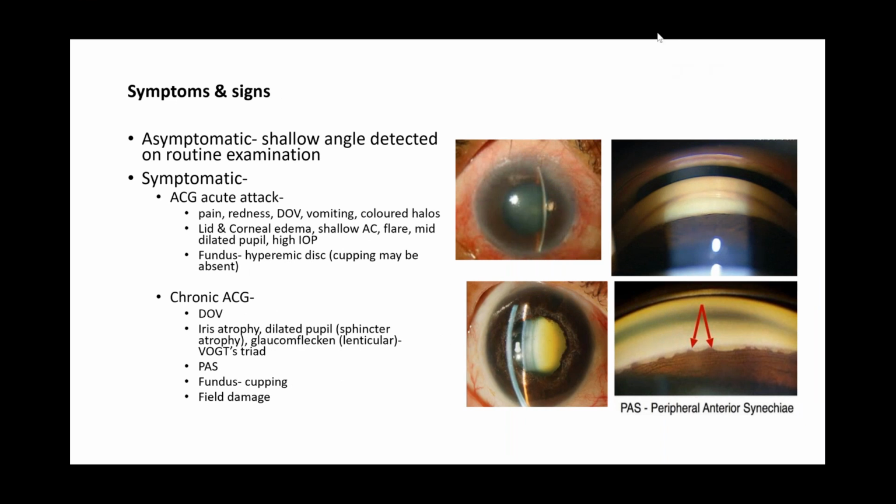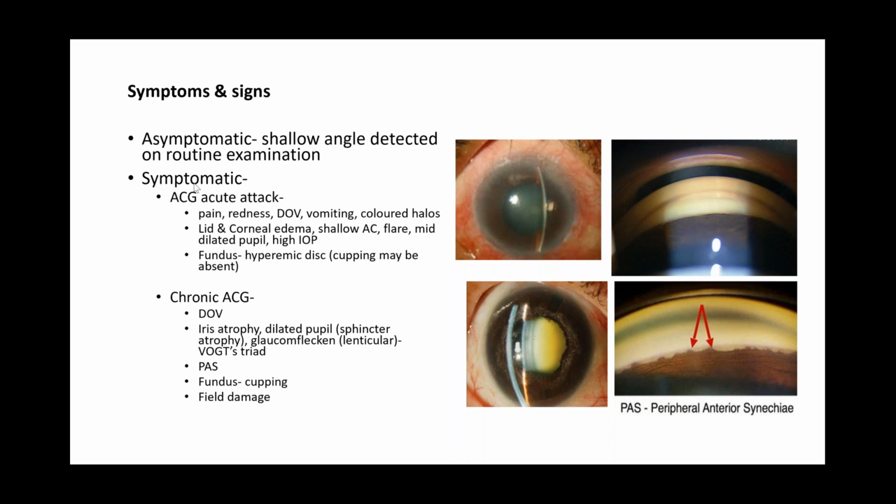And these angles are detected just as the patient comes to you, see on the torchlight that the anterior chamber looks shallow. You make the patient sit on the slit lamp. It is shallow, Van Herrick's grade 1 to 2. You do a gonioscopy. You find shallow angles. Okay, so that is asymptomatic presentation.